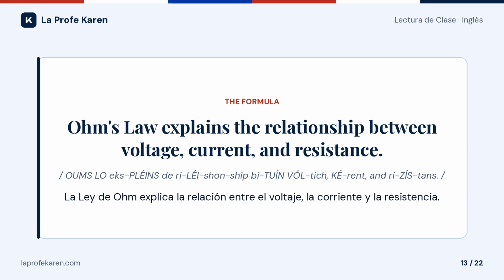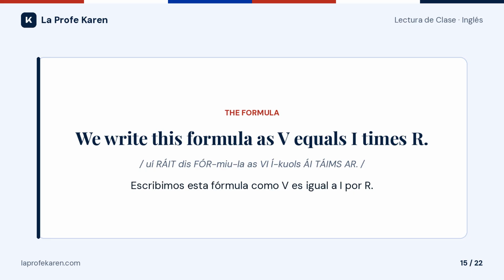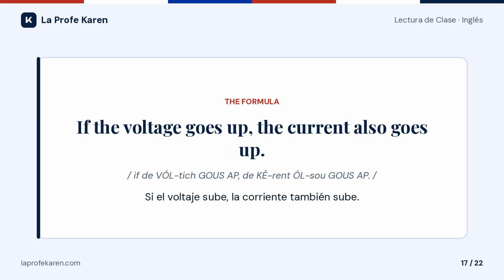Ohm's law explains the relationship between voltage, current, and resistance. The formula is voltage equals current times resistance. We write this formula as V equals I times R. If the resistance goes up, the current goes down. If the voltage goes up, the current also goes up.